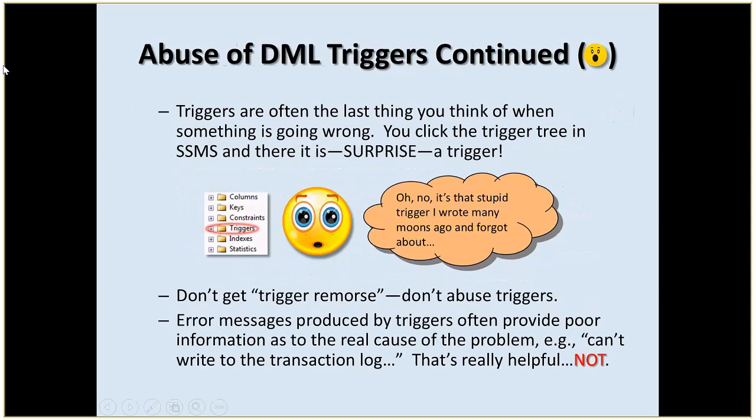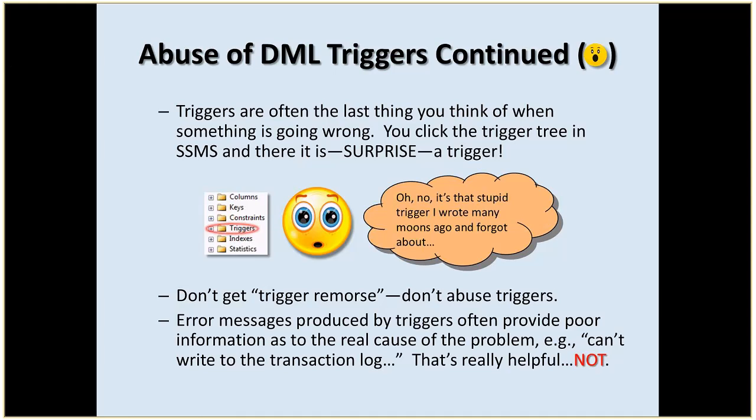Okay, so here's my little interesting diagram. Oops, I went back by accident. Triggers are often the last thing you think of when something's going wrong. So you click that trigger tree in SSMS, and there it is, surprise, a trigger. And look at the look on that guy's face. Oh no, it's that stupid trigger I wrote many moons ago and forgot about. I have been there, I have done this. I remember what database it was and what table it was, and it wasn't even a big deal. Don't go there. Trust me, you will get trigger remorse, and you do not want that. So don't abuse triggers. That's all there is to it.